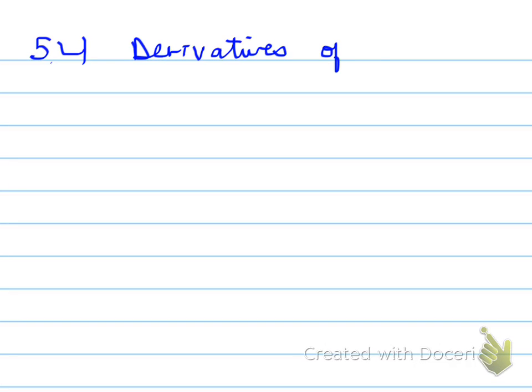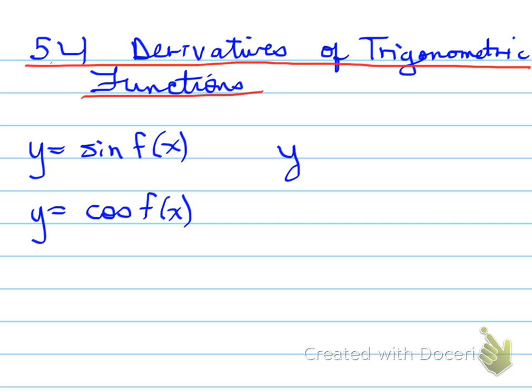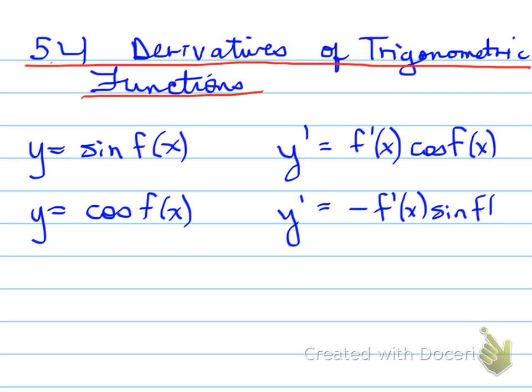Alright, 5.4, Derivatives of Trigonometric Functions. What we're looking at here, folks, is being able to find the derivatives of sine x, sine of a function, and cosine of a function. The derivatives of these are very simple. The derivative of sine is cosine. The derivative of cosine is negative sine.